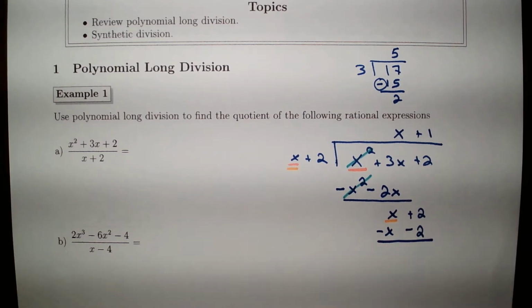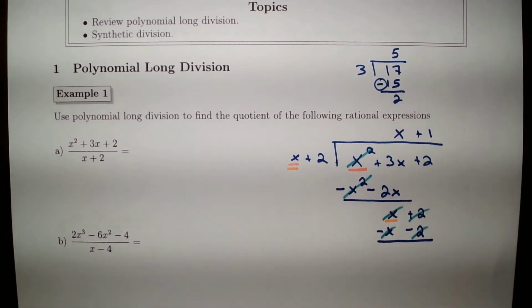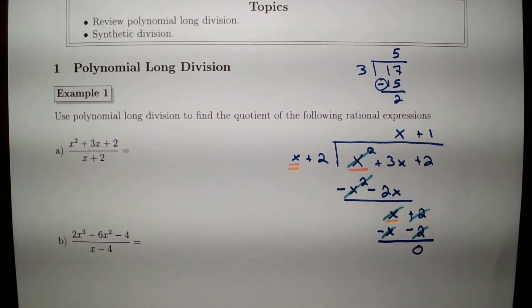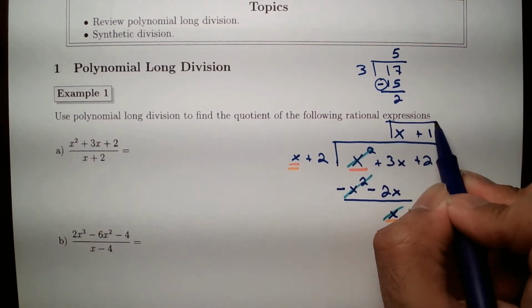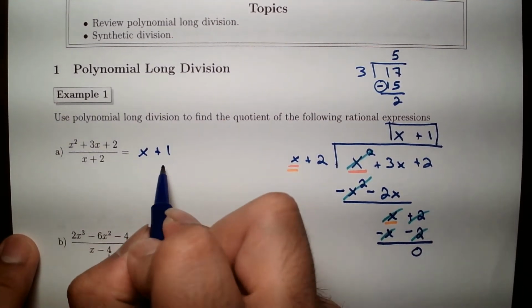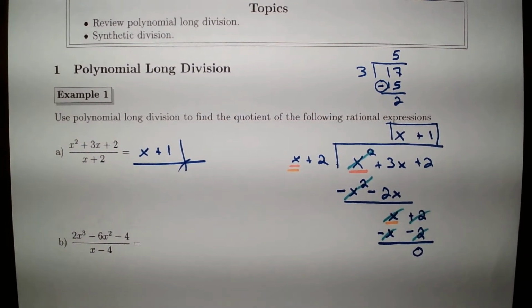And in this case, let's simplify the sum. Cancel, cancel, cancel, cancel. And what we get is a 0 as a remainder. So our final answer is actually this quotient. In this case, simply x plus 1. All right. Let's do another example.